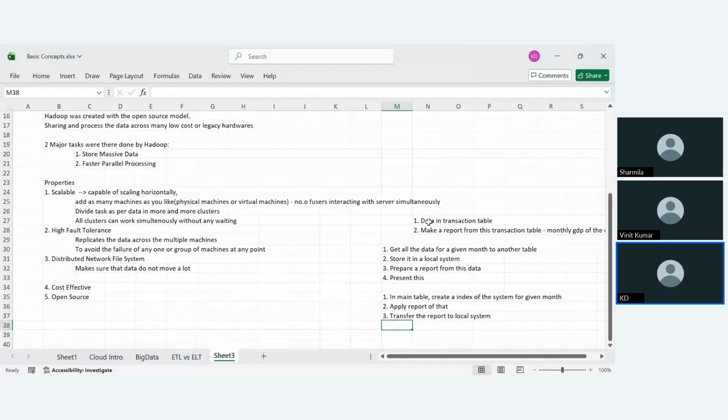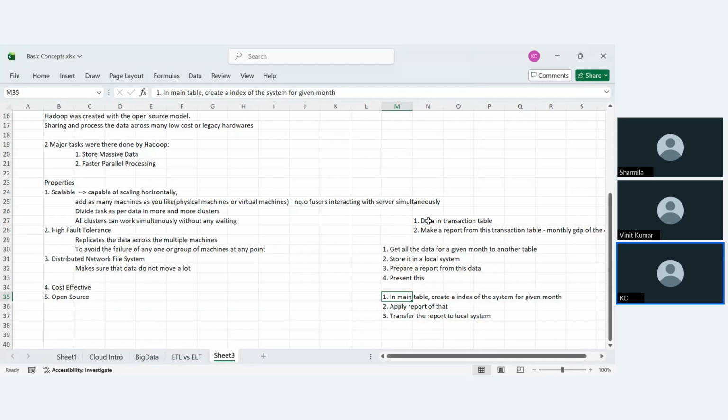First of all, in the first process, you are accessing the transaction table, and the entire transaction table you are getting into your own local system. Let's suppose the size of this entire transaction table is 30 GB. So all 30 GB you are getting into the local system, and there you are accessing the data for the month and then preparing the report. Instead of that, you are going directly to the system and just giving an index to get the data which is required for whichever month you are looking for.